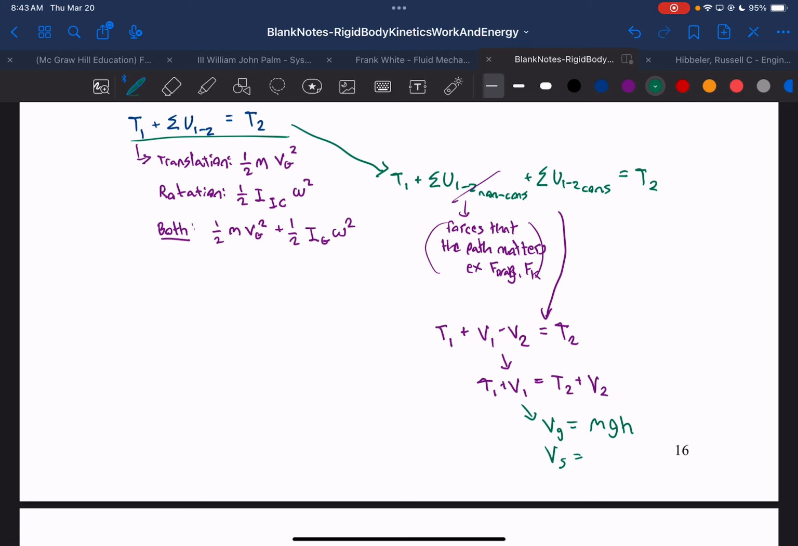What is the potential energy due to a spring? It should also not be a guess. You guys should know this. k squared? Pardon? 1 over 2 k squared? Beautiful, yes. 1 over 2, the stiffness of the spring, x squared, right? Or delta x squared, the change in your spring's displacement, right? What's your question?